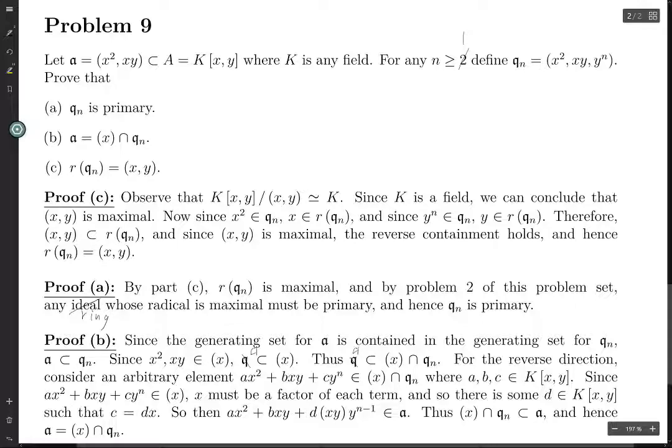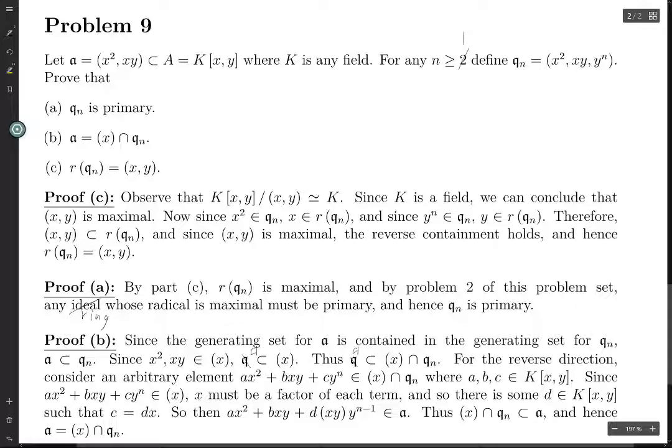Now for the reverse direction, consider an element. Now I could have written this more clearly. Anyways, this is how you write an arbitrary element of Qn. Of course, Qn is just finite sums of these things multiplied by coefficients in this polynomial ring. But you could just combine like terms to make it look like some polynomial a times x squared plus some polynomial b times xy plus some polynomial c times y to the n. So here a, b, and c are in the polynomial ring. Anyways, this is an arbitrary element of Qn.